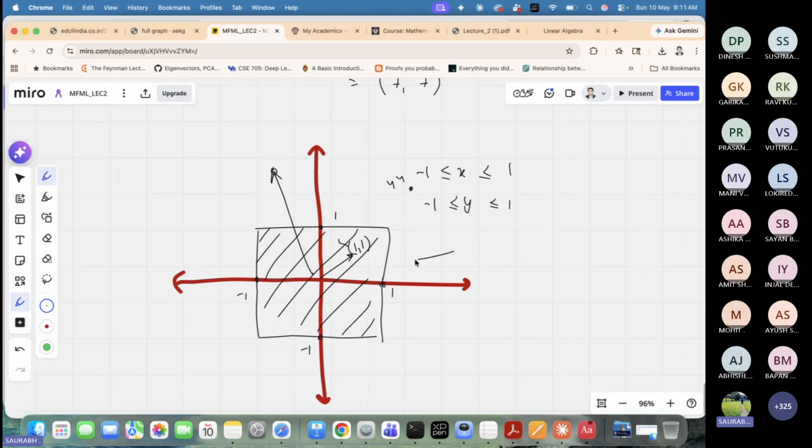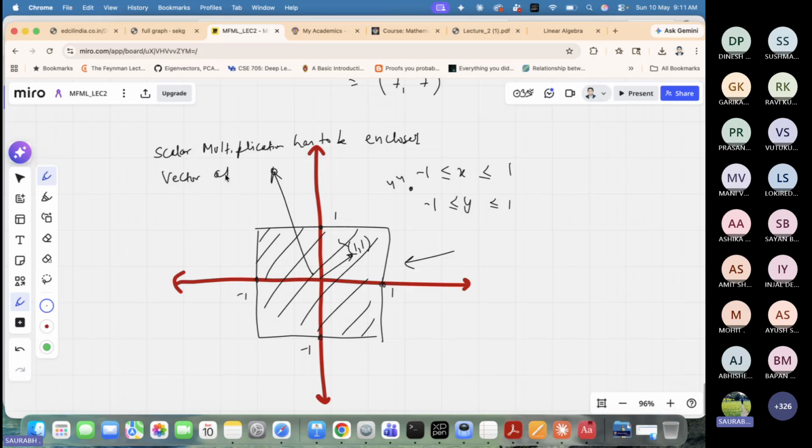Hence, this space will not be called a vector space, right? For a space to be a vector space, it has to obey three important laws: scalar multiplication has to be enclosed. I'll come back to your questions. Same goes with vector addition as well.